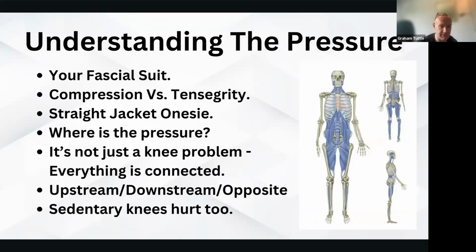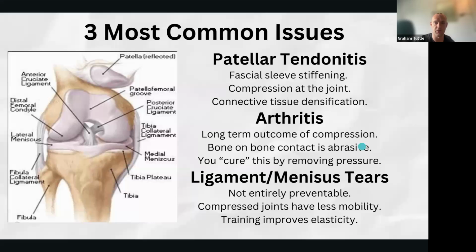So just keep that in mind. There is compression, but the compression happens from a loss of tension by its integrity. It was a long one, but this leads to the three most common knee injuries: patellar tendonitis, arthritis, and ligament or meniscus tears. Now that we've set the foundation, these things should make a lot more sense. Patellar tendonitis is essentially the fascial sleeve that is stiffening around the knee.